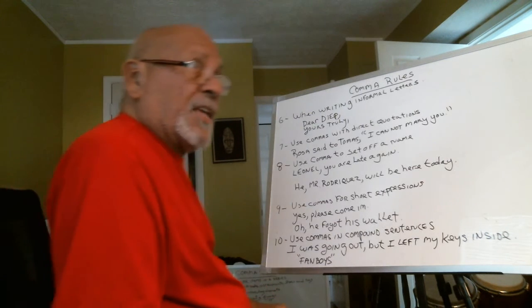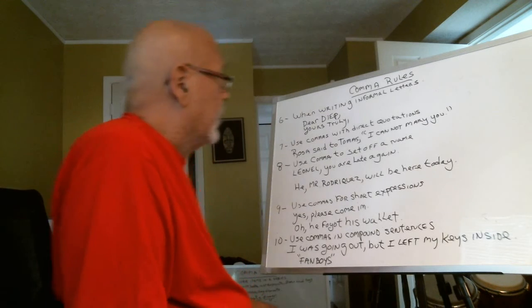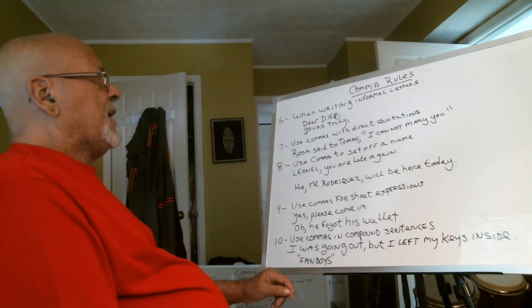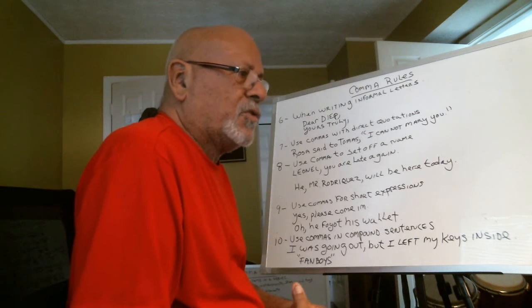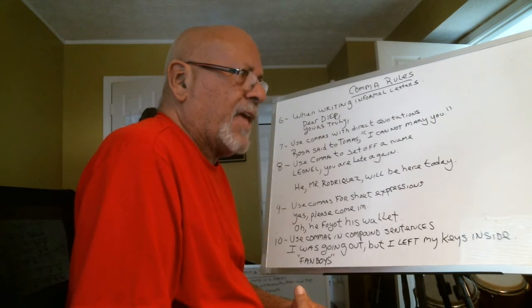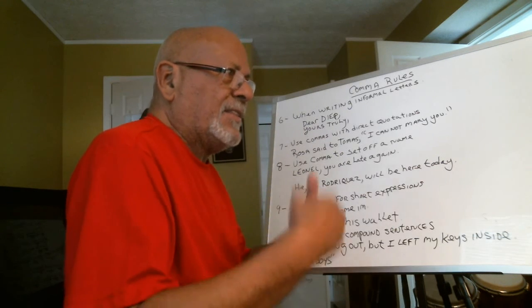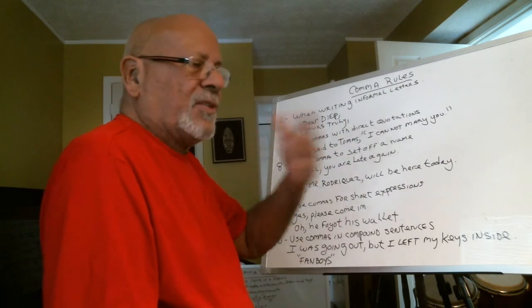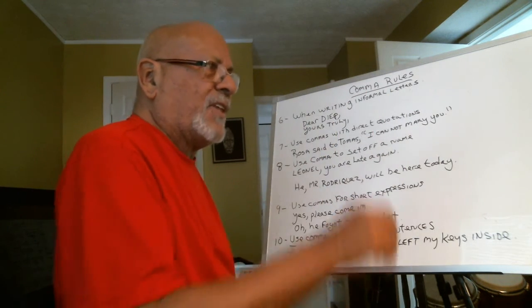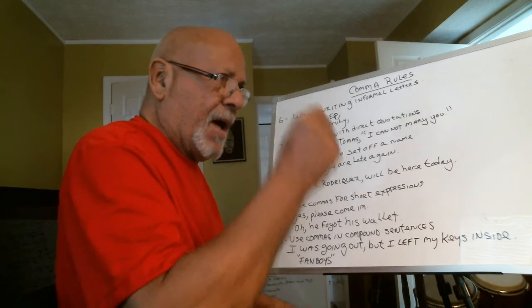Comma rule number 6. When writing informal letters, you use a comma. So when you start your letter, your salutation, you say dear, and this is one of my students. I'm writing a letter to Dieppe. So I say, dear Dieppe, comma.